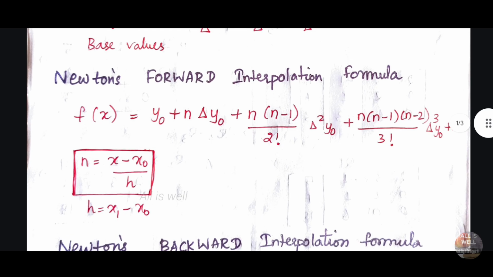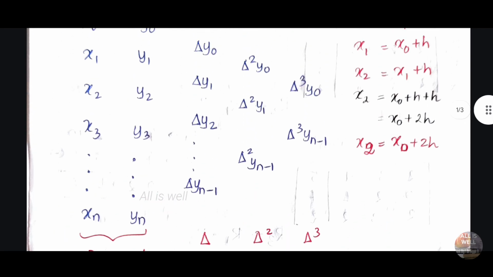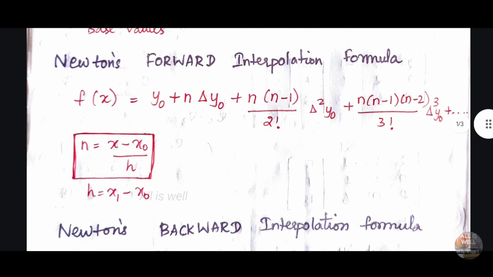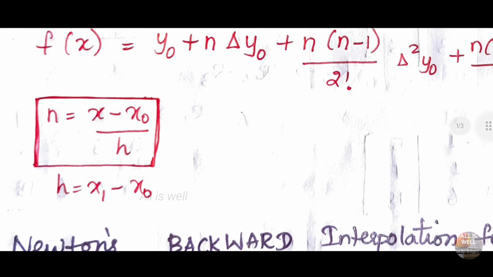Interpolation is of two types, Newton's forward and Newton's backward. Here is the formula for Newton's forward interpolation, where the values of y0, del y0, del square y0 and del cube y0 can be taken from the interpolation table. The value of n can be calculated using this formula, where h is the difference of x values.